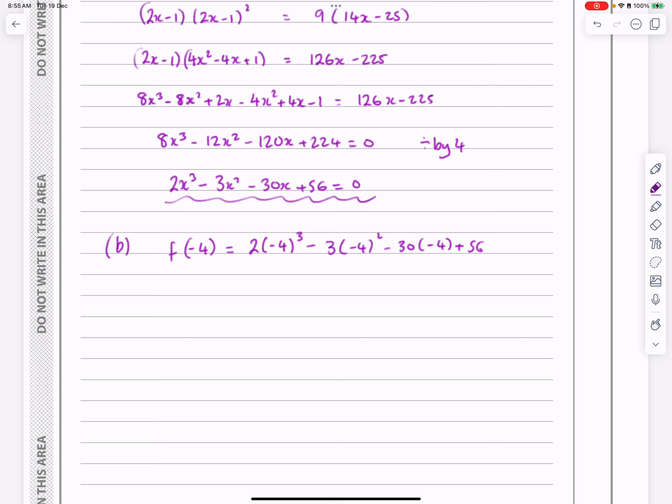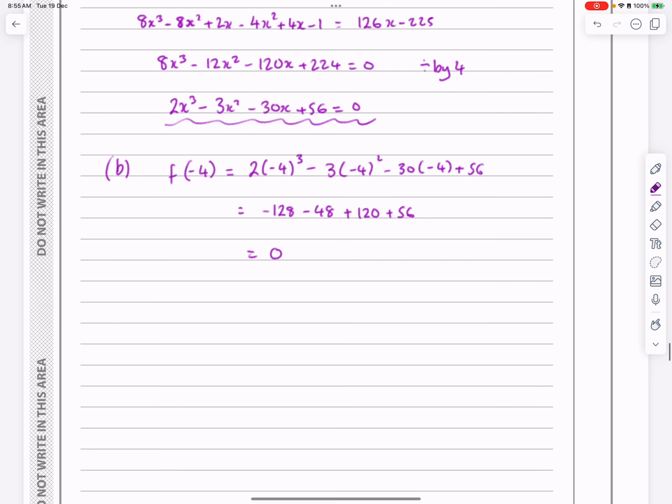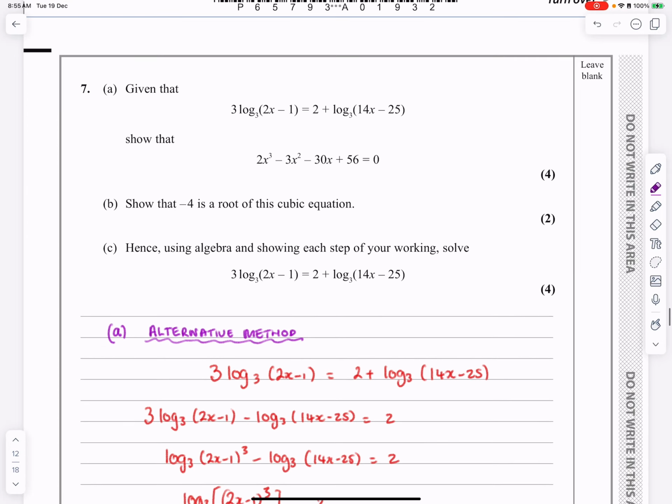Let's just take a bit of time over it because we know it's going to be equal to 0. So let's just absolutely confirm that. That's minus 128, minus 48, plus 120, plus 56, which equals 0. Therefore, minus 4 is a root. So part B, show that that's a root of the equation. Yeah, absolutely no problem at all.